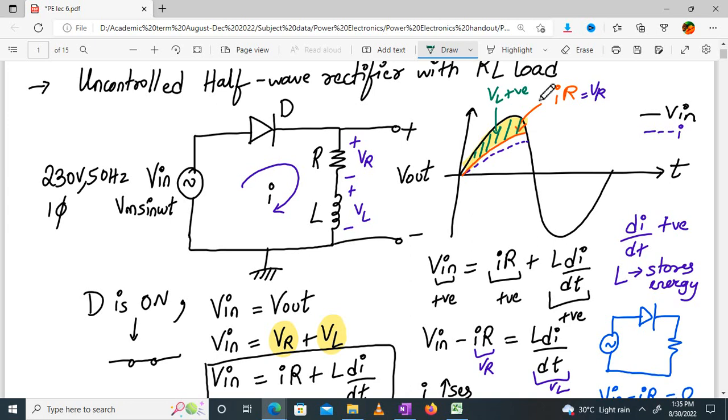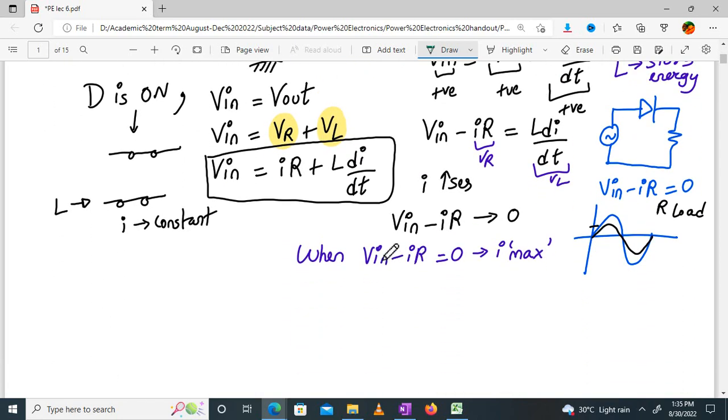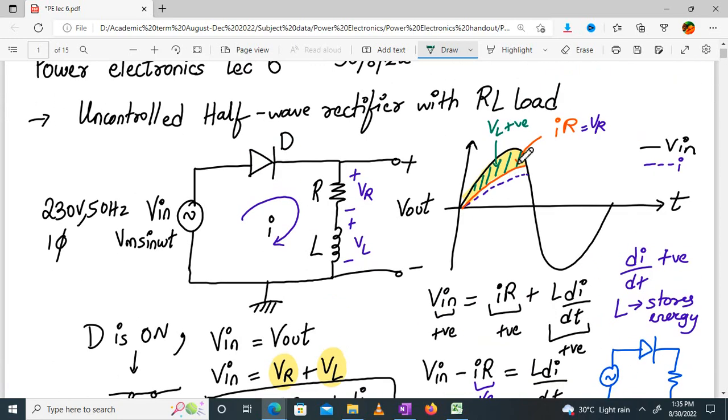So energy is getting stored and my current is reaching maximum. What happens after that? Now please see here. Now this much is clear to you. What is black color? V in. Red color? VR. So V in minus VR will be VL, that is L di by dt.